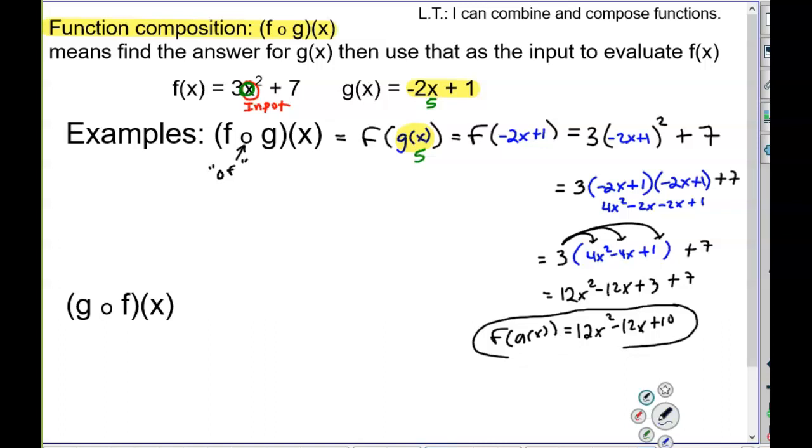Alright, so what if we flip it around? I want you guys to try this one, but this isn't f of g, this is g of f of x. F is the inner layer, and I'd like you to just try that and let me know what you get when you do g of f.